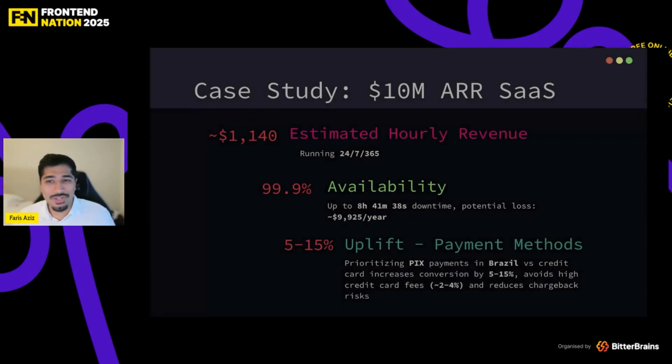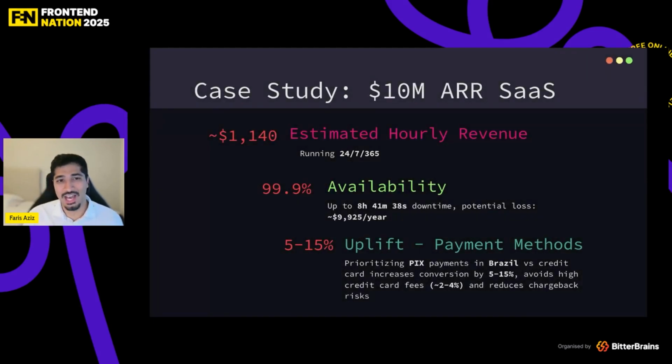Now, if we take a little bit of a case study of a 10 million ARR business, we can kind of break down how much an orchestration layer can actually save us. For a business running 24/7, 365, which most SaaS platforms do, you can estimate your hourly revenue is around $1,140. Naturally, seasonality and awake and sleep times change this, but this is about an average.